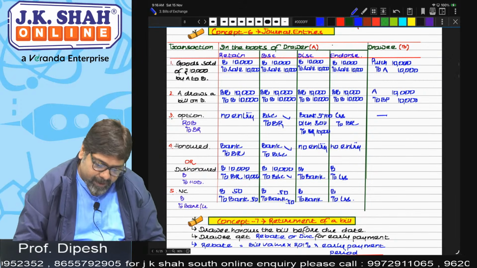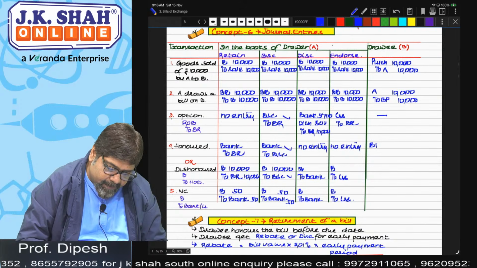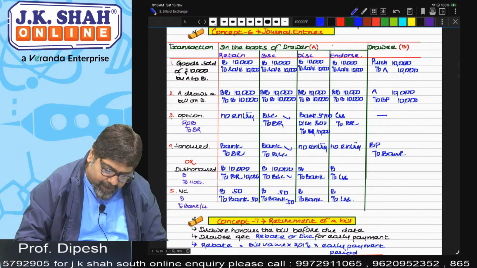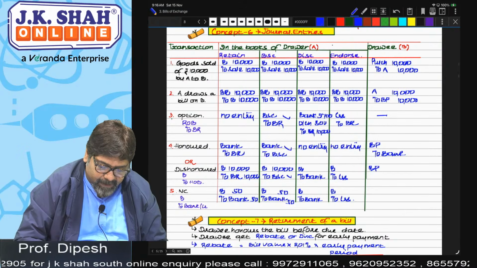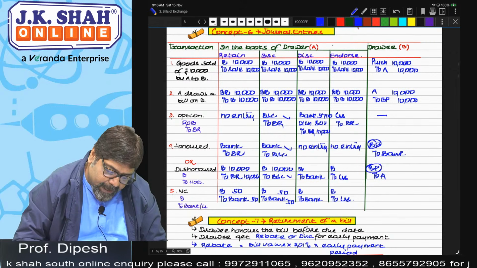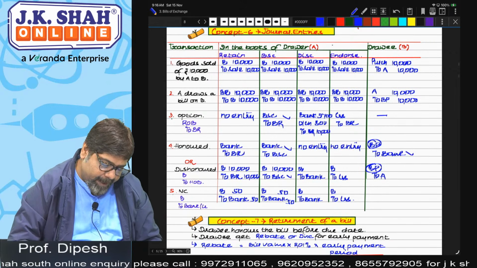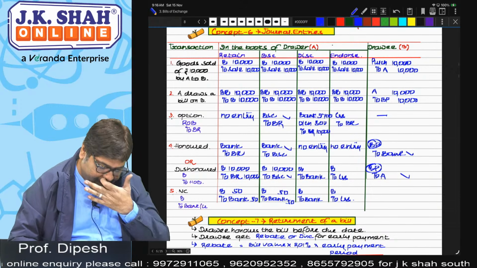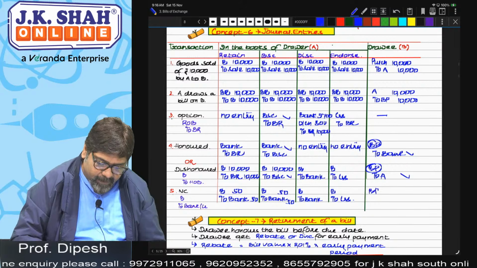If the bill is honored, that means he has made the payment: bills payable to bank. If the bill is dishonored, that means he has not made the payment, and he will make the payment to A. In both cases, he will cancel bills payable. Made the payment, payable to A. For noting charges also, payable to A.